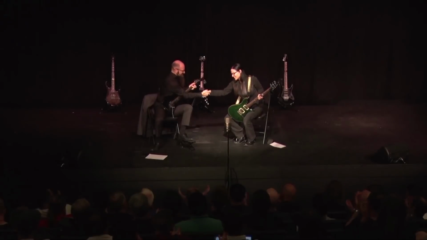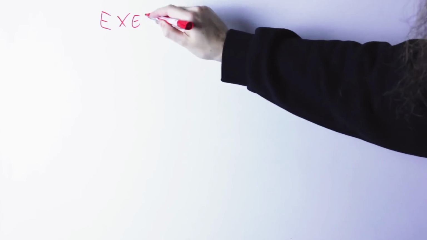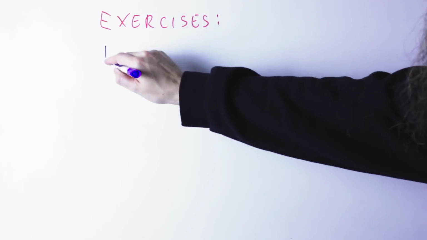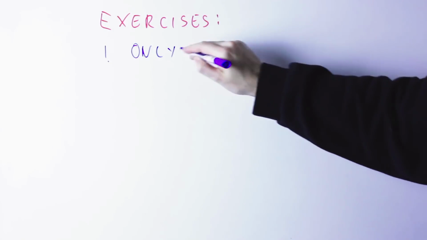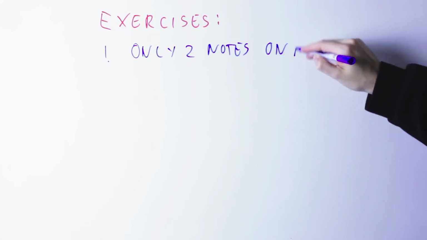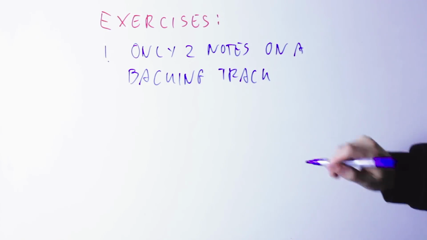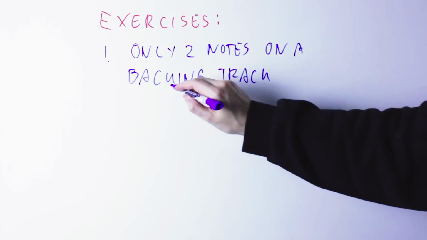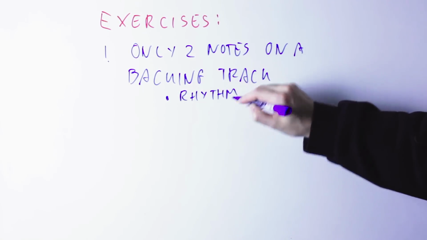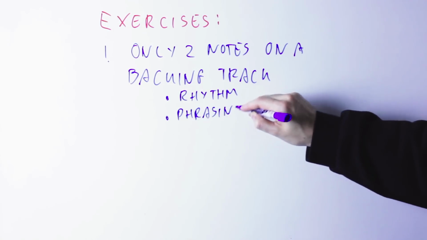Thank you. So you see, those are just simple exercises, and they are really easy to underestimate, but they have a great return in terms of musicality on your instrument. So here is a short recap of the exercise. Exercise number 1, grab a backing track and use only 2 notes to improvise on it. Just 2 notes. Make them sound. Work on your rhythm, work on your phrasing, which means things like vibratos, slides, bends, etc.